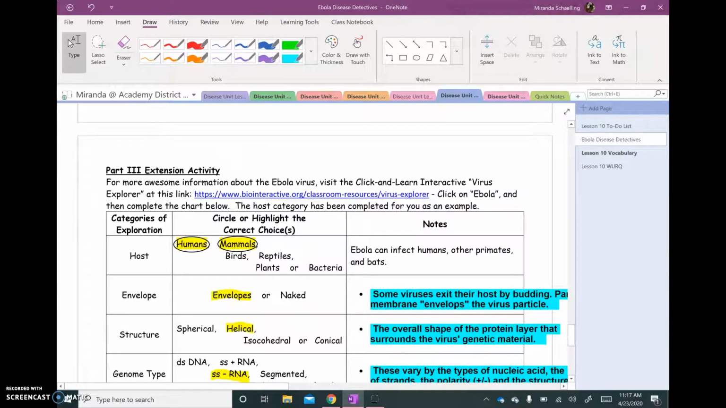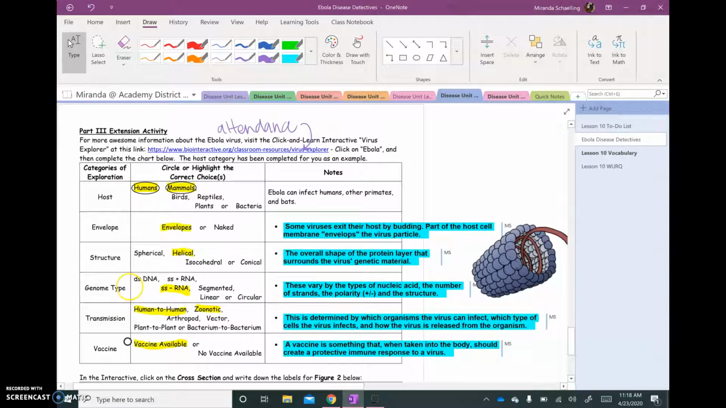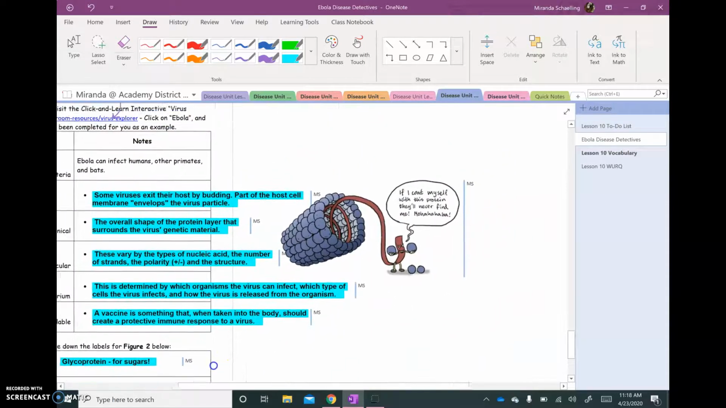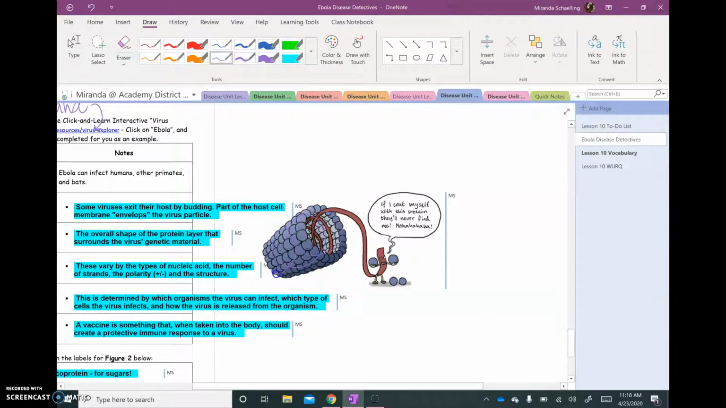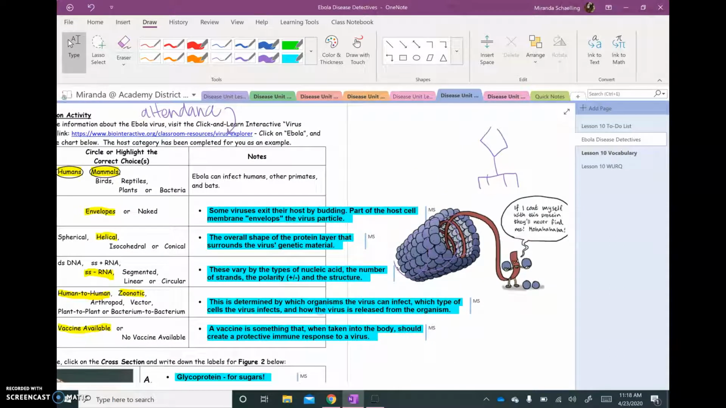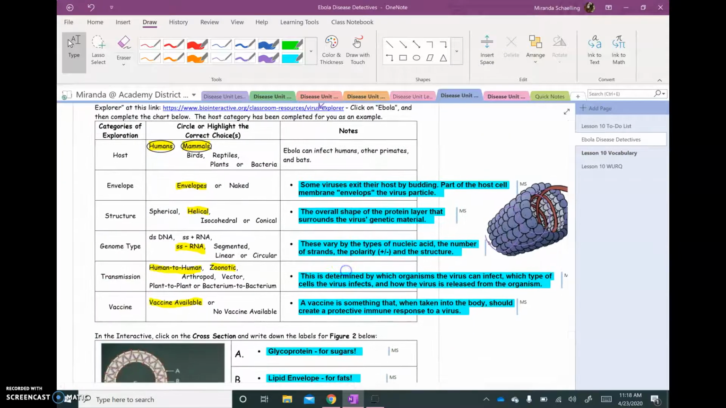Okay, then there's the extension activity. Again, this is in the attendance section for the link. Sorry about that. And you just got to go through and look at your Ebola virus. I also found this cool picture of a helical virus shape, because a lot of people think that all viruses look like weird spiders, and they don't. This one is helical, and I thought that was cool because DNA is a double helix. So how cool is that?